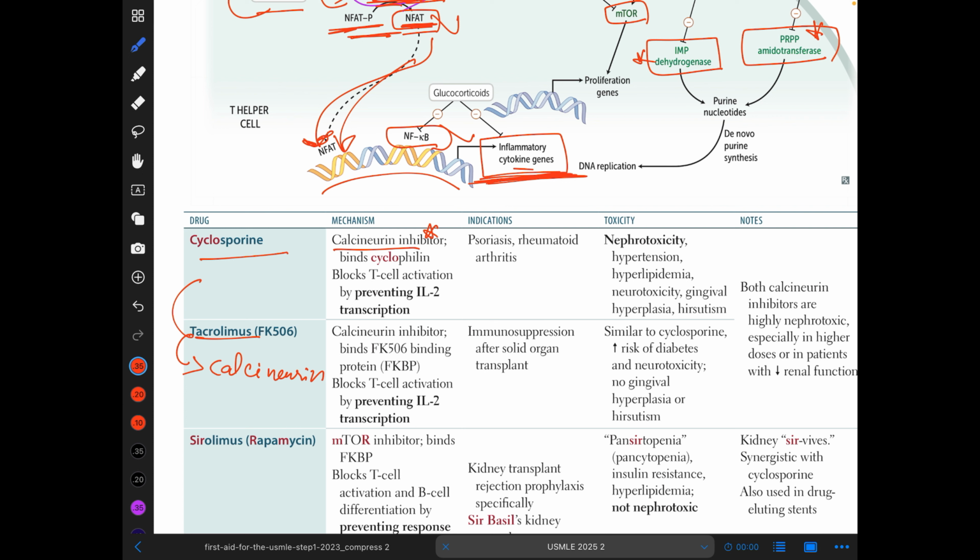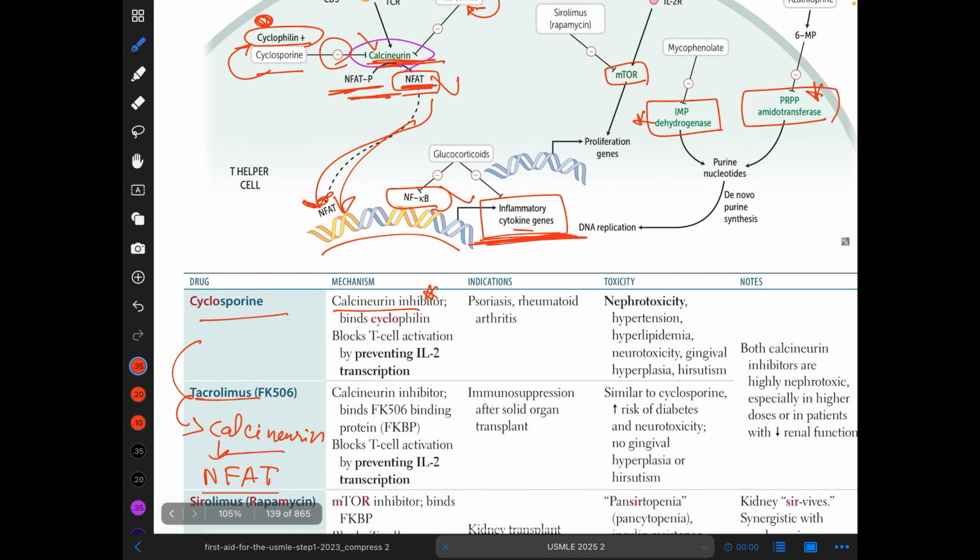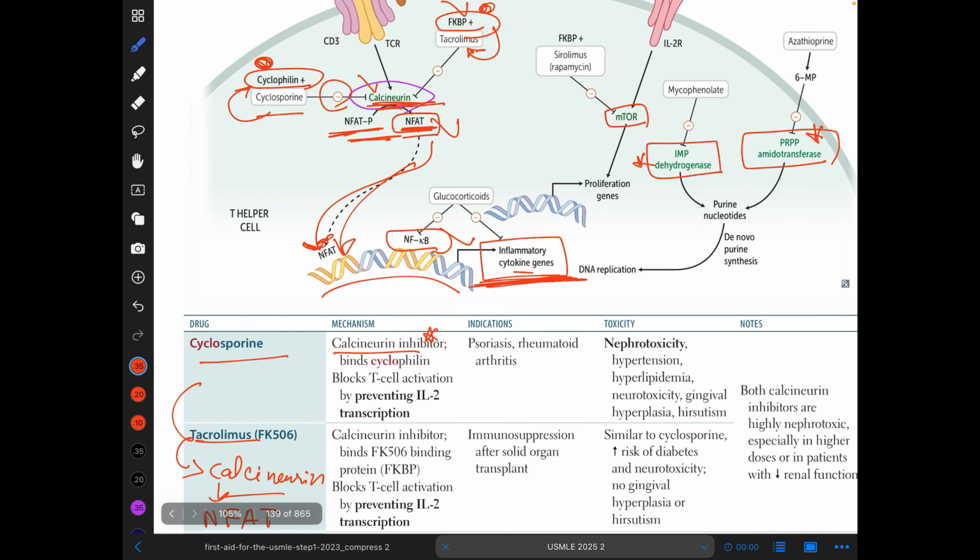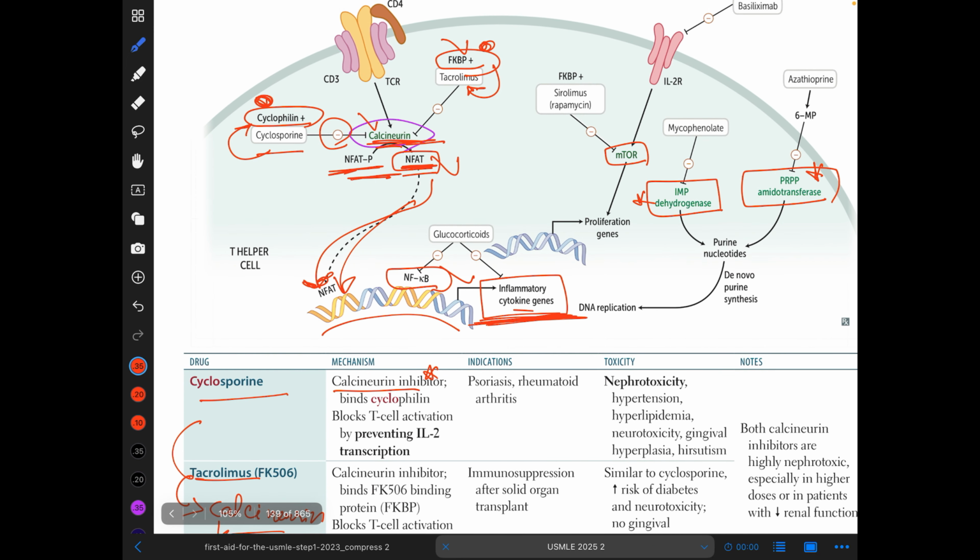calcineurin. And this calcineurin activates NFAT by dephosphorylation, as mentioned in the diagram. NFAT stands for nuclear factor of activated T cells. This is important as the transcription factor for the many cytokines involved in inflammation.